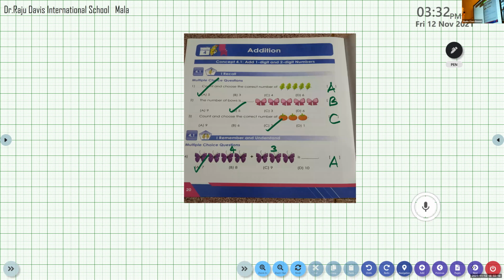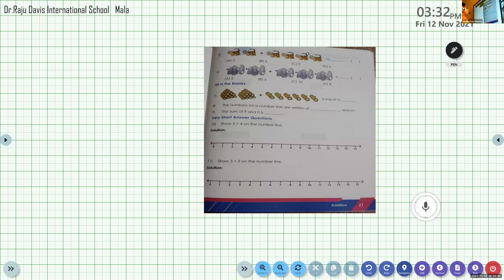Asiya, what about question number 5? How many tigers are there? Here you can see 2. Here you can see 4. So which is the correct option? Is it option A 3, option B 6, option C 0, option D 4? 6. Yes, option B 6. Write capital letter B inside the bracket.